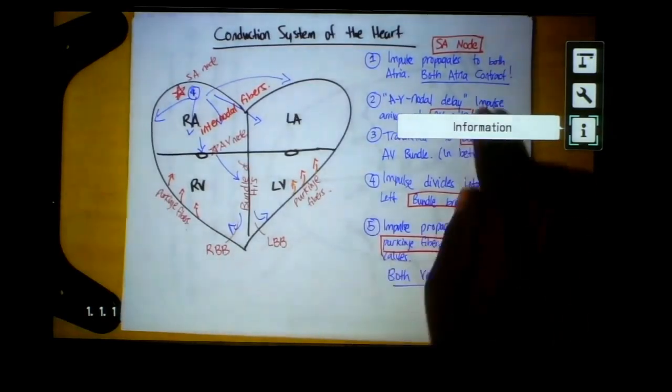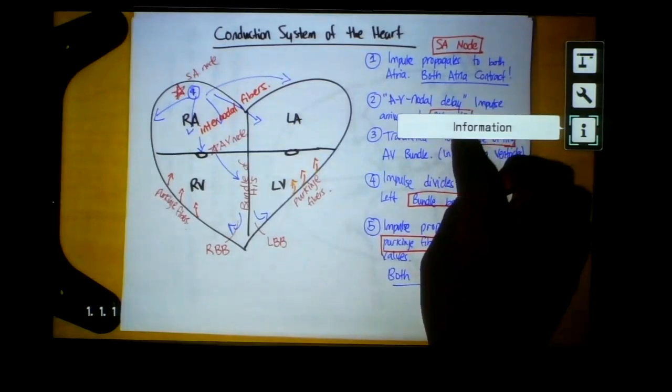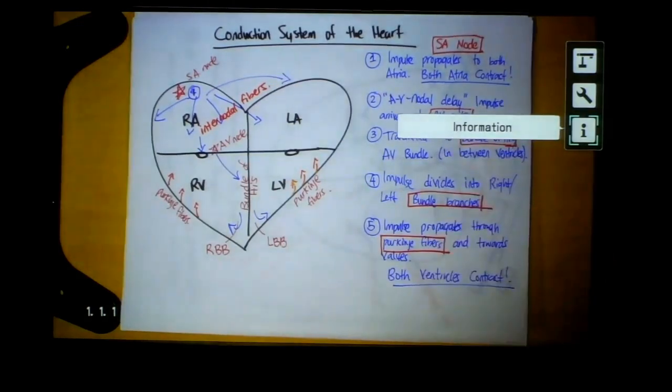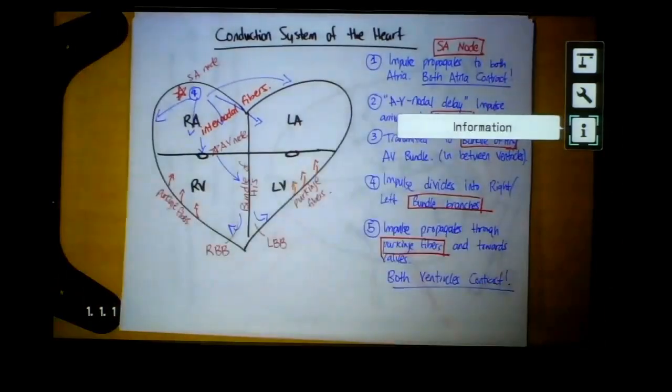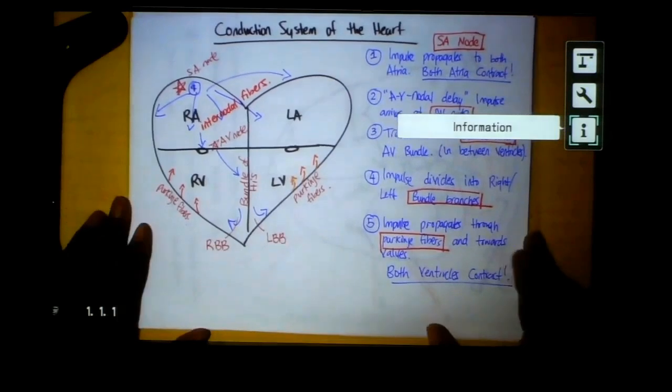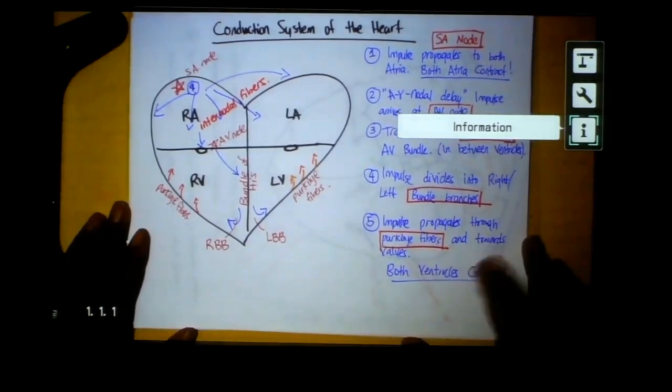Also, make sure you know that the purpose of the AV nodal delay is to ensure that the atria contract fully before the ventricles contract. That's really important. Both atria must contract fully, and then both ventricles contract. So the sequence of the impulse as well as the sequence of the actual contraction of the chambers. Any questions on this bit?